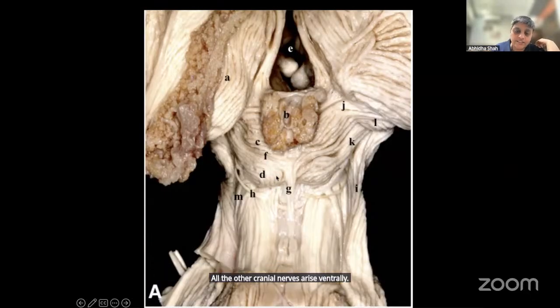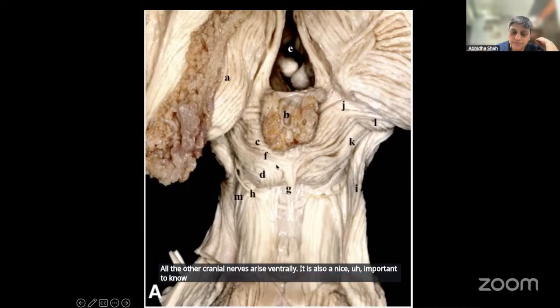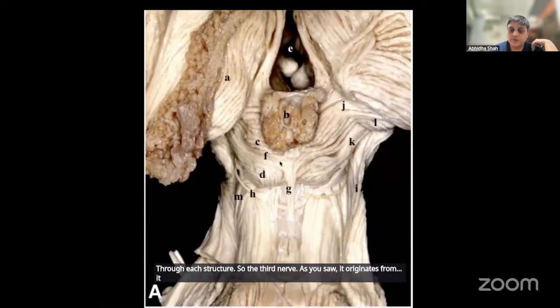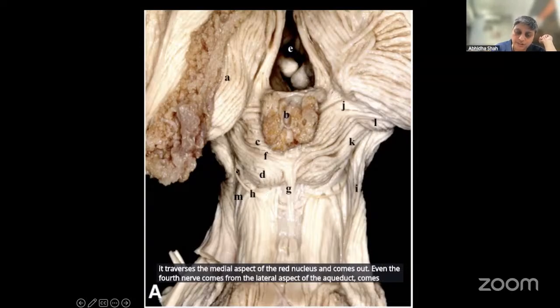It is also important to know that the midbrain carries a part of the course of the third and the fourth nerve through its structure. So the third nerve, as you saw, traverses the medial aspect of the red nucleus and comes out. Even the fourth nerve comes from the lateral aspect of the aqueduct, comes on the posterior aspect, and then turns and comes out and traverses to go near the tentorial free edge.